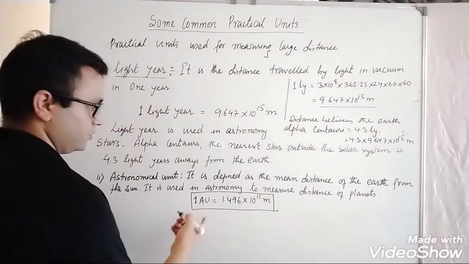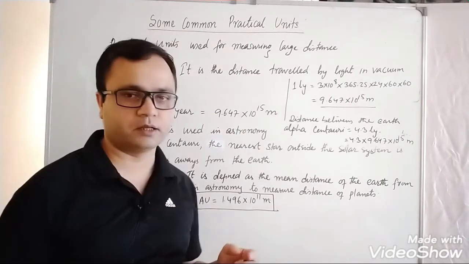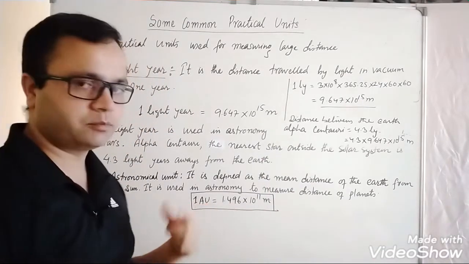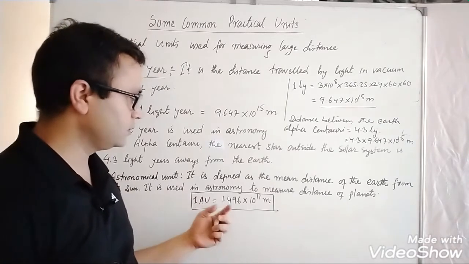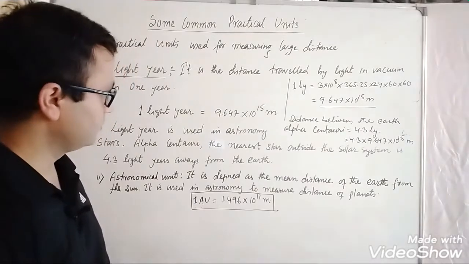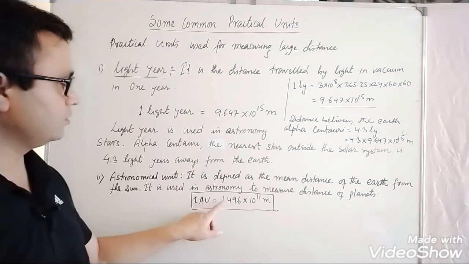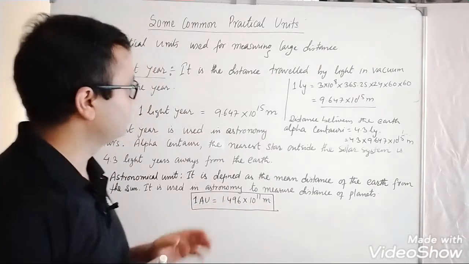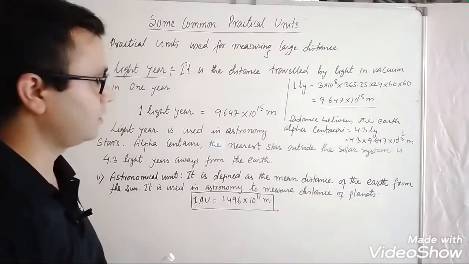If you know this, we can calculate the distance between Sun and Jupiter, Sun and Neptune, Sun and Mars, Sun and Venus, Sun and Saturn. So this is astronomical unit. 1 astronomical unit equals to 1.496 into 10 to the power 11 meter. So these are the measuring units of large distance.